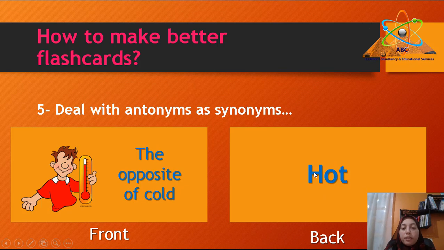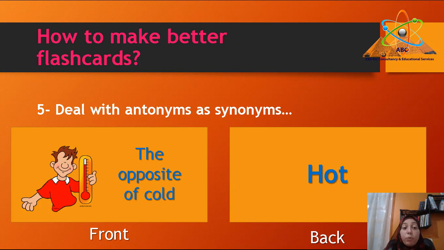This is the worst flashcard that you can ever make because this is confusing. You are showing me a picture of hot and you are saying to me that this is the opposite of cold, and you are showing the word hot. So what am I going to learn? Nothing. I have hot, cold, hot. What is that? This is very confusing.